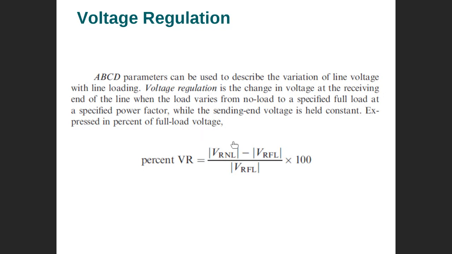So if the no load here is higher than the full load, then the percent voltage regulation will have a value. The no load is higher than the full load. If they are equal, no load equals full load, then the percent voltage regulation will be 0. So the voltage regulation is the change in voltage at the receiving end of the line when the load varies from no load to a specified load.